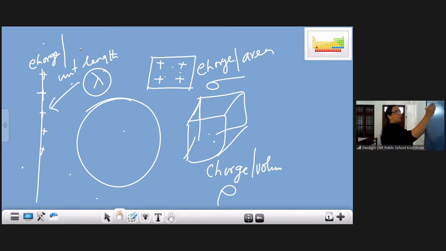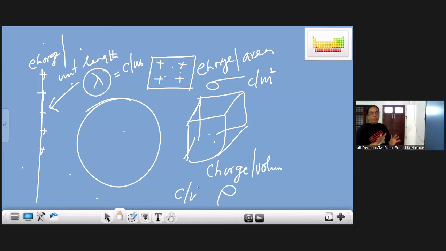Charge per length, so coulomb per meter. Charge per unit area, coulomb per meter square. Charge per unit volume, coulomb per meter cube. You must have this idea when I deal with the next part of the chapter. Okay, so shall I go to the last part?